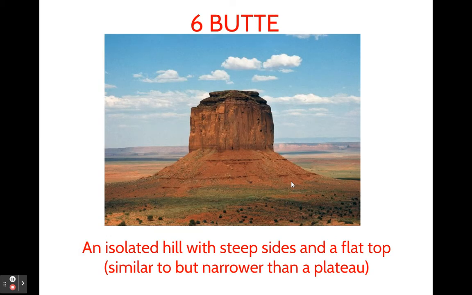6 is a butte, not a butt, not butty, butte. A butte is an isolated hill, meaning it's by itself, and it has very steep sides and a fairly flat top. It might not be perfectly flat, but it is fairly flat. It's similar to a plateau, but much, much narrower.